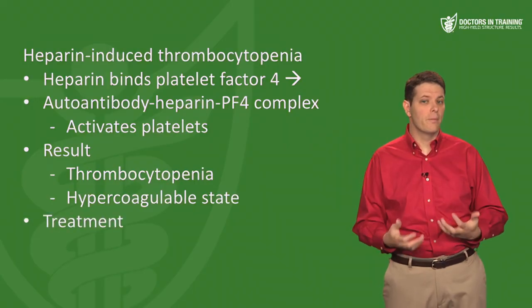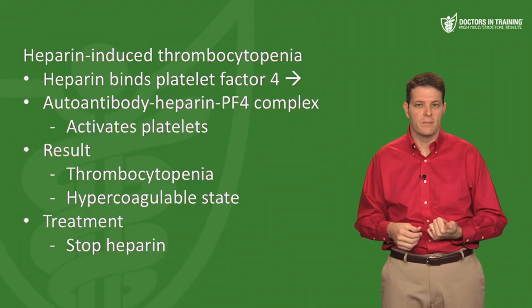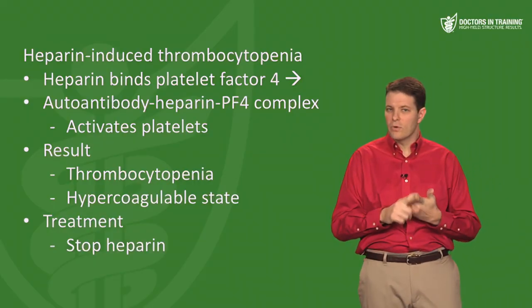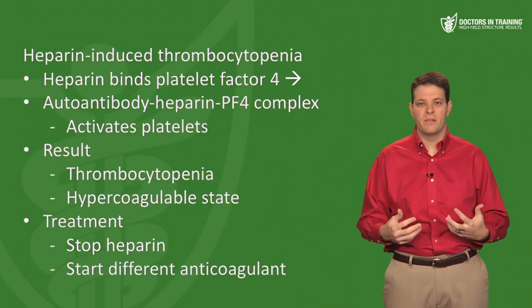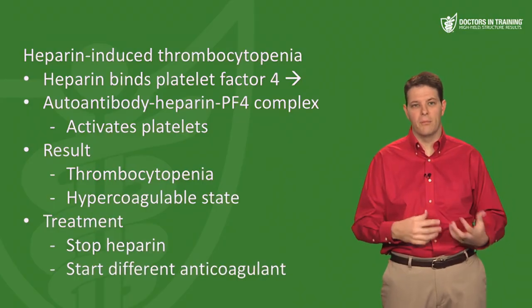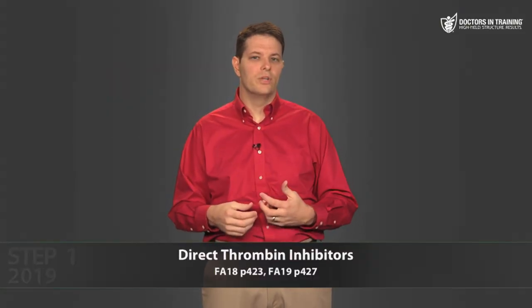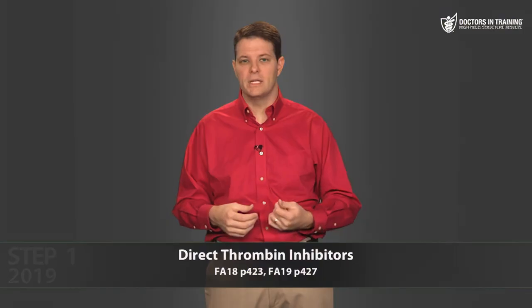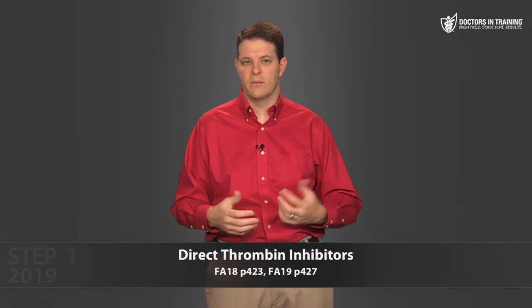So what do you do for heparin-induced thrombocytopenia? Well, you need to stop the heparin right away. That's the first thing. But remember, you have the patient on heparin for a reason, so you still want them to be anticoagulated. So now you have to do something else because the patient's no longer anticoagulated when you stop the heparin. So that brings us to the direct thrombin inhibitors, which are used to anticoagulate patients with HIT, or anytime you would normally use heparin, but it's contraindicated for some reason.